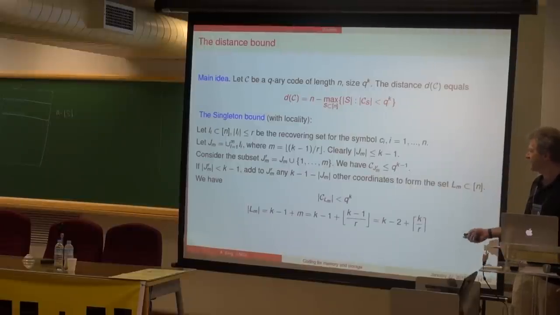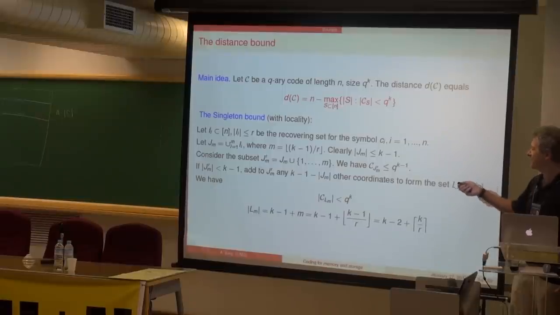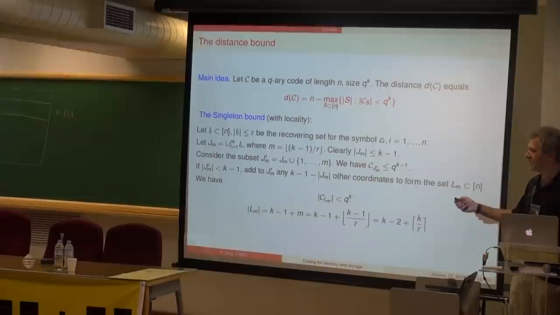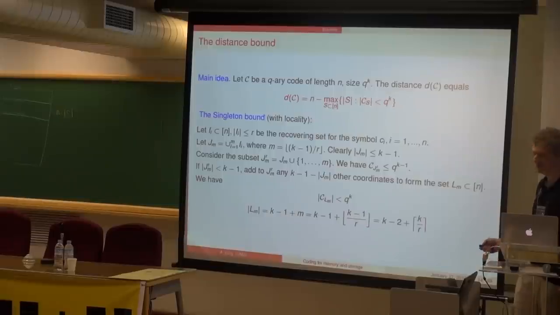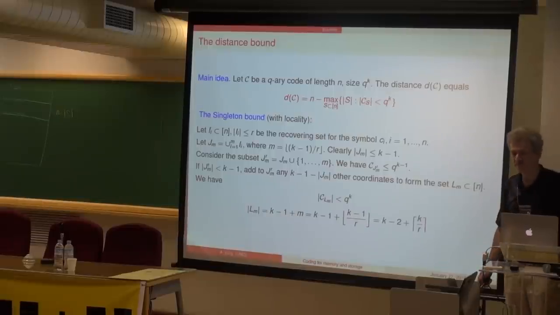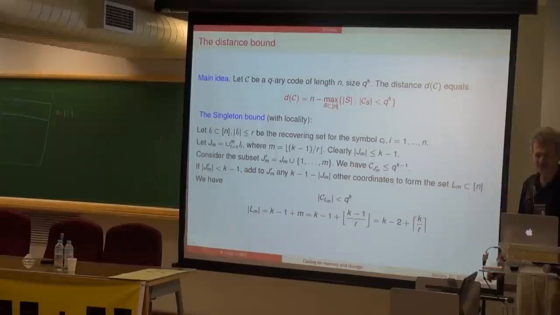The cardinality of the code restricted to L_m is less than the full cardinality. And so going back to that definition, we just need to compute the cardinality of L_m. So L_m plays the role of S here. L_m is k minus 1 plus m, which is k minus 1 plus this definition of m. And this is the same as the right-hand side, and that proves the bound. So it's slightly more involved than the singleton bound because we need to take locality into account. But that's how we get it.